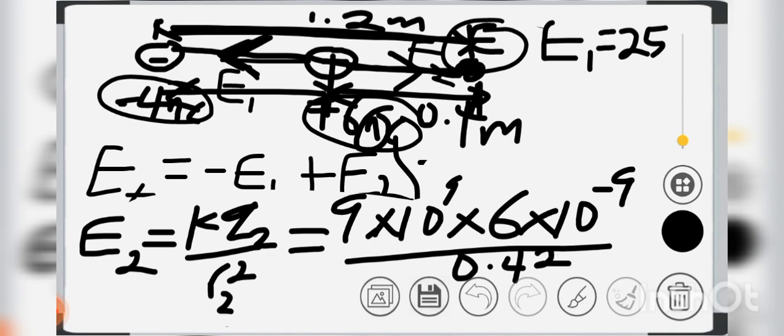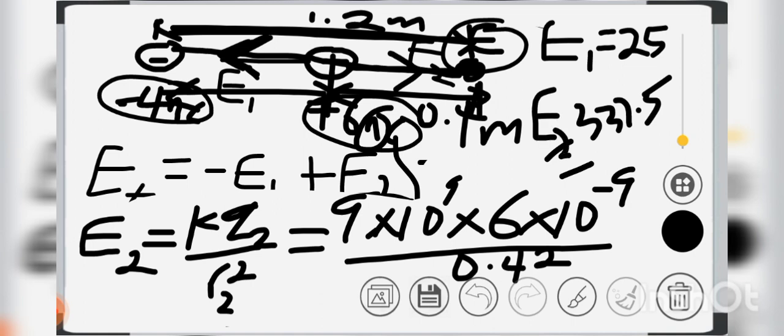We subtracted 0.8 from 1.2, we got this. So if you solve this, this will give us 337.5. So E2 is equal to this. E2 is 337.5. So we take note of that.